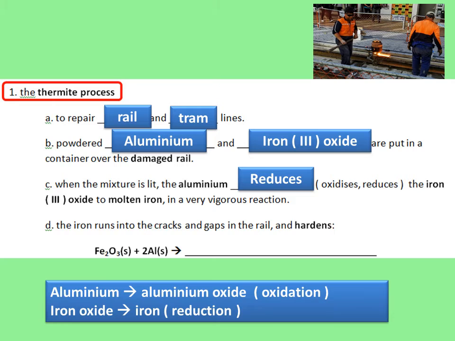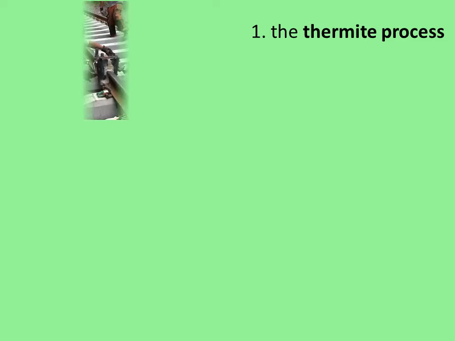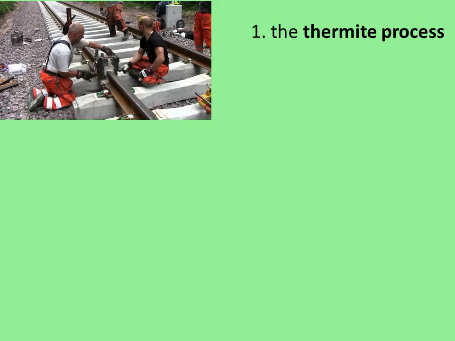So you look at the equation. Aluminium at the end will become aluminium oxide. We call it oxidation. Iron oxide will become iron, and we call it reduction. So the chemical equation will be iron oxide plus aluminium. It will become iron plus aluminium oxide. So this is the process.